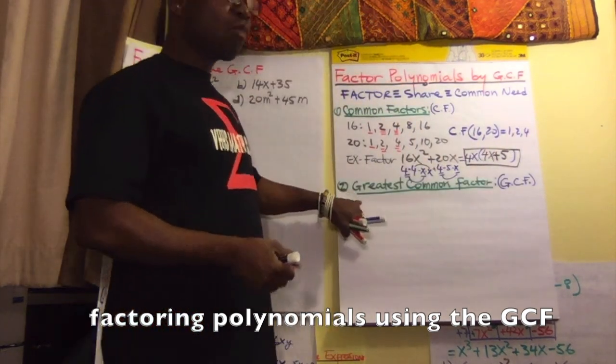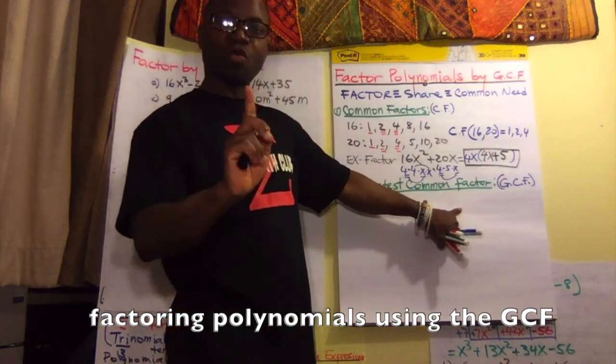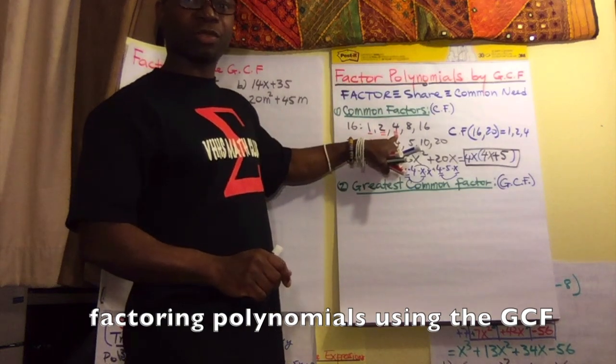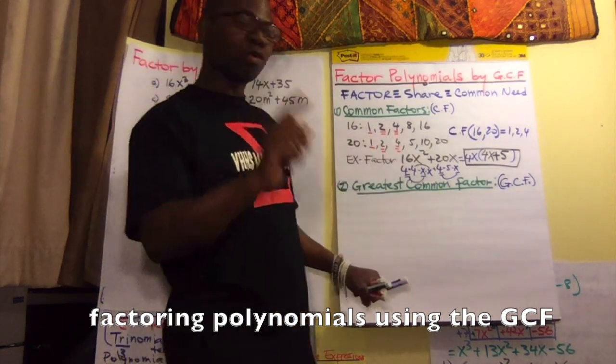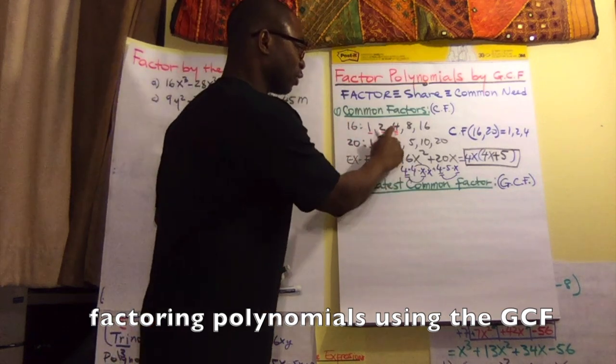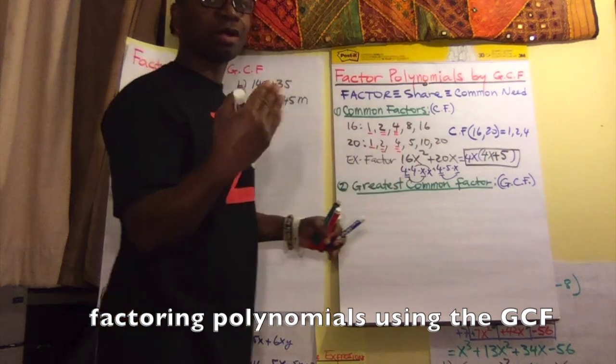Now, let's talk more about the greatest common factor. The greatest common factor is only one. For common factors, we have different numbers, but the greatest common factor is only one. So in the example that we just did, the greatest common factor was the biggest factor they have in common. Let's talk a little bit more about it.